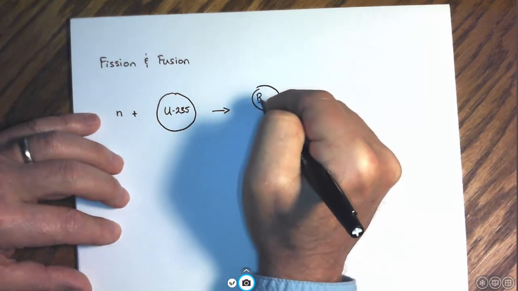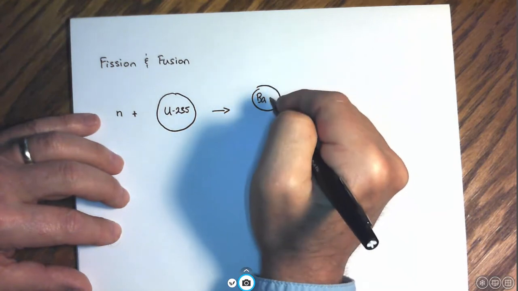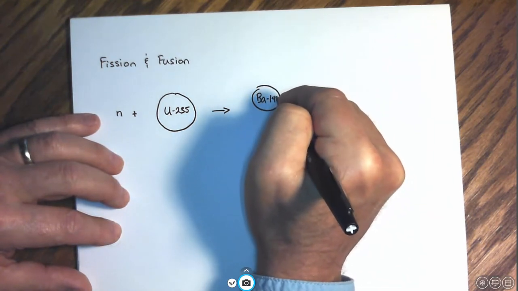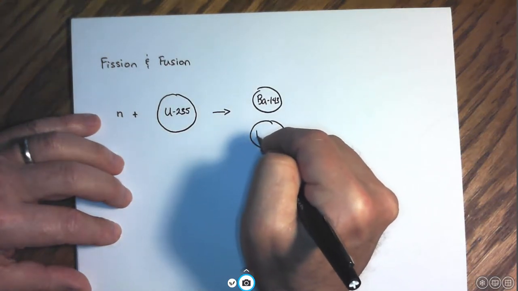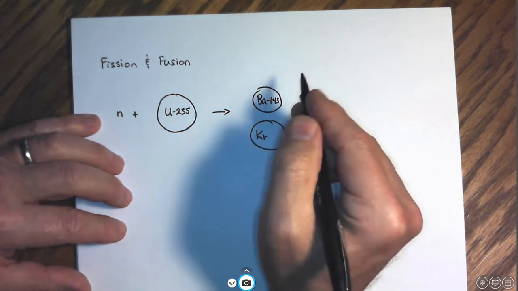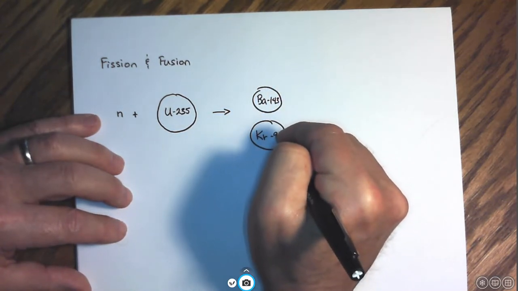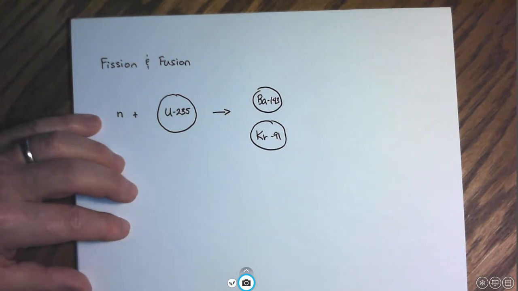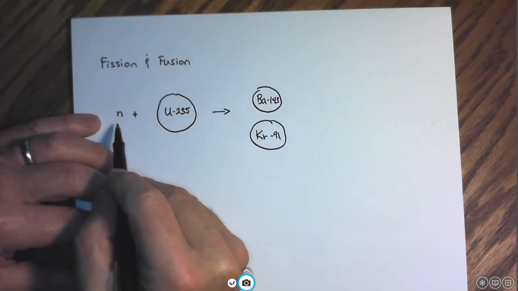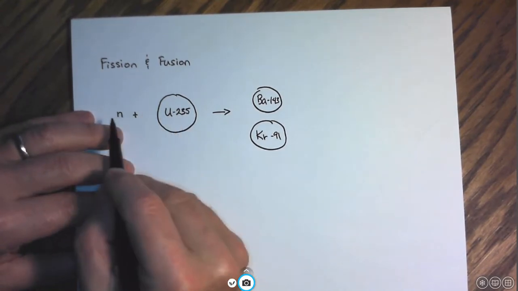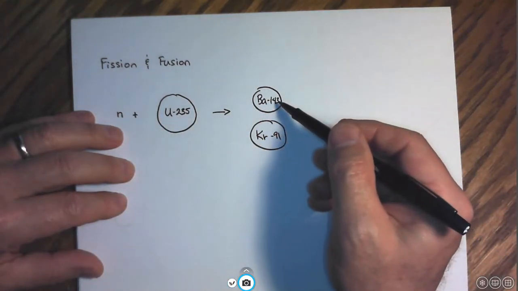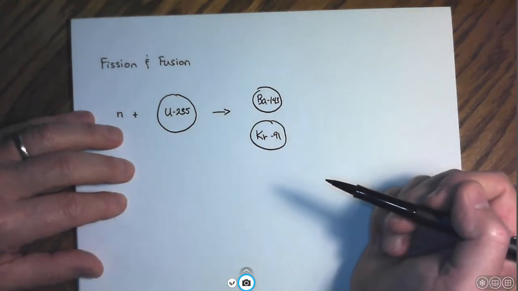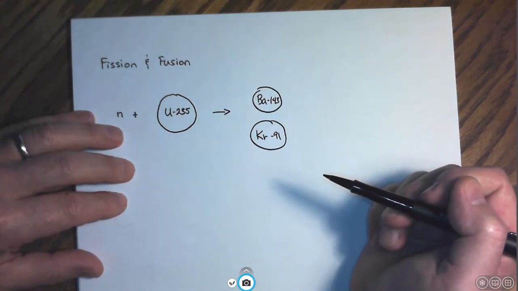is barium-143 and krypton-91. Okay. All right, so we've got 235 plus a neutron creating 236, a mass of 236. Add 143 and 91 together. That's not right. It doesn't come out right, does it?